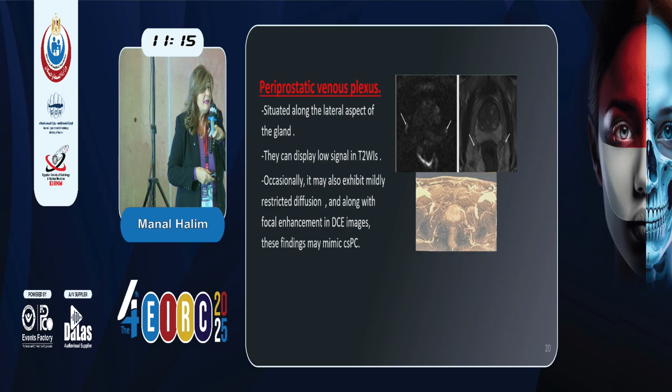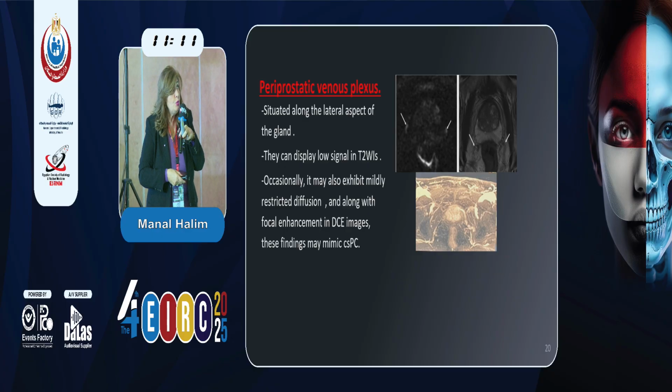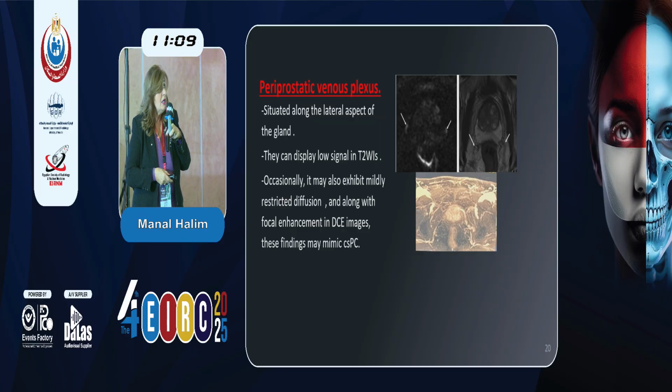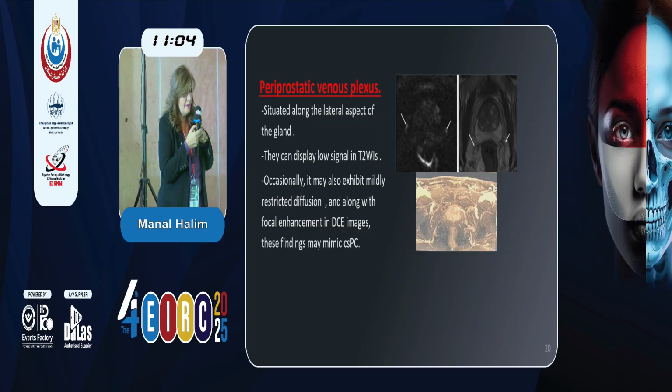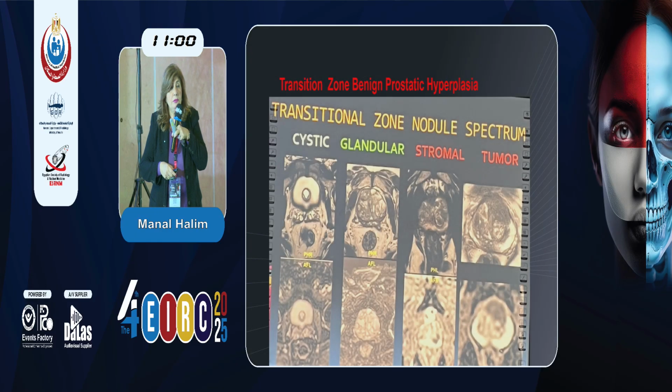However, tracing the periprostatic venous plexus, where it becomes like a tubule, will help us differentiate it from the cancer. So this is another variant. And then we go to the transitional zone.